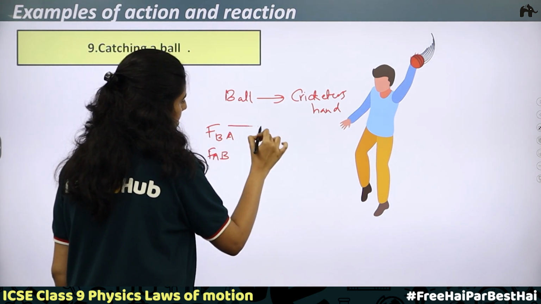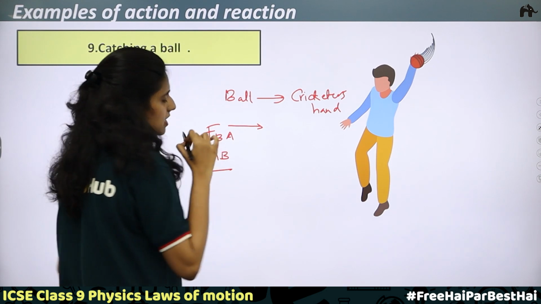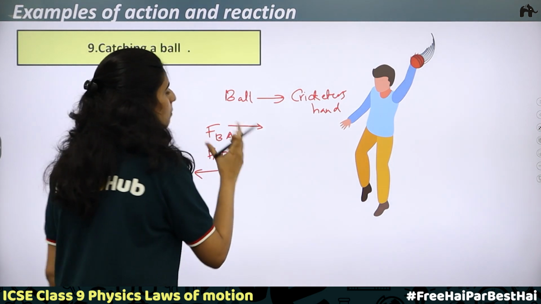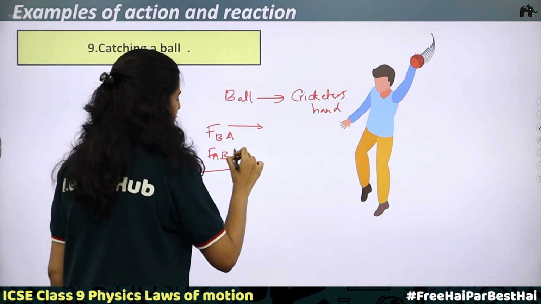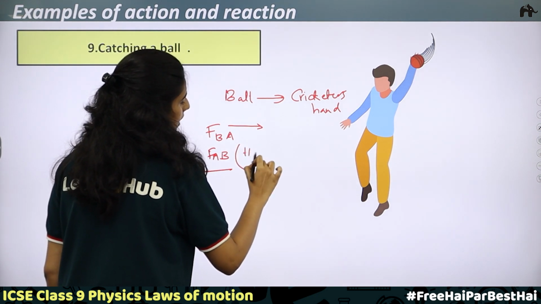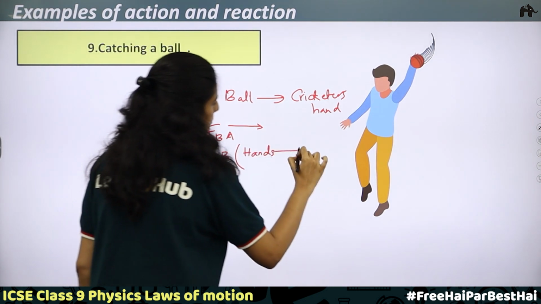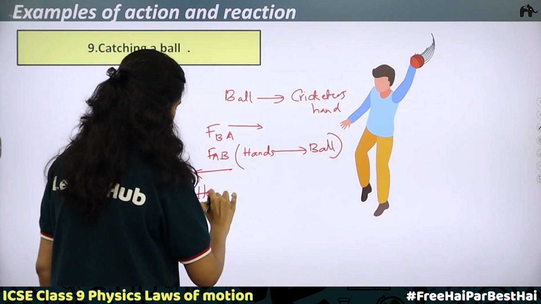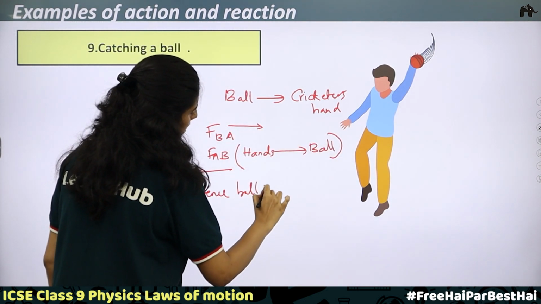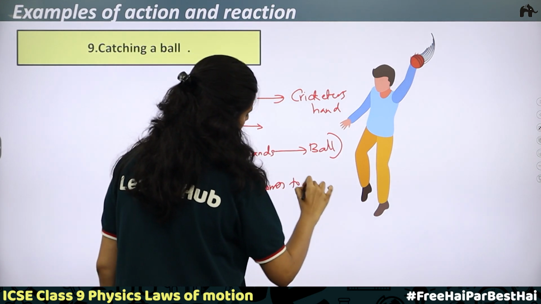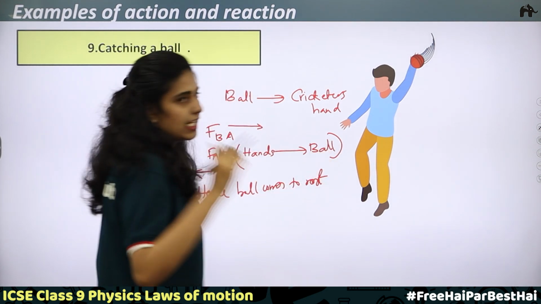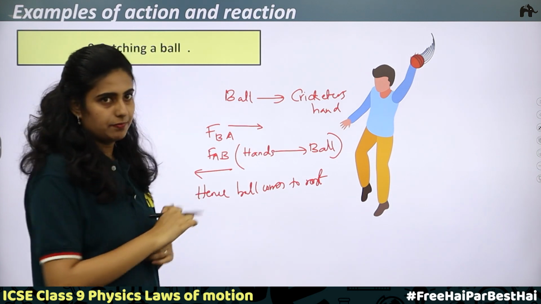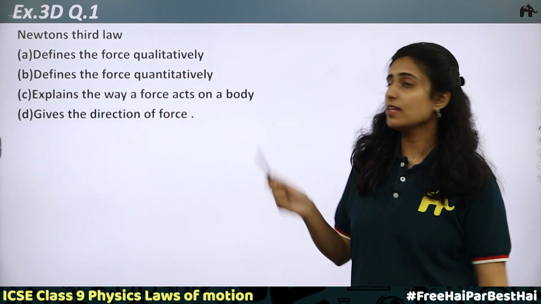So FBA is in this direction and FAB is in the opposite direction, which helps the ball to come to rest. Okay, FAB is his hands applying a force on the ball. Hence the ball comes to rest because they are equal forces in opposite directions. Clear? Let us take a question from exercise 3D.